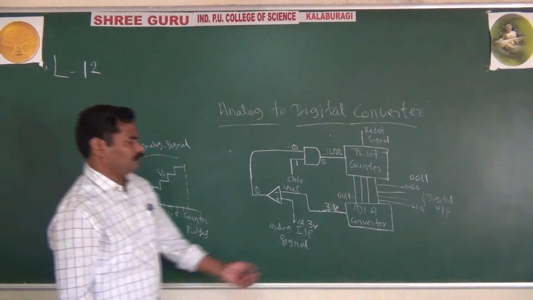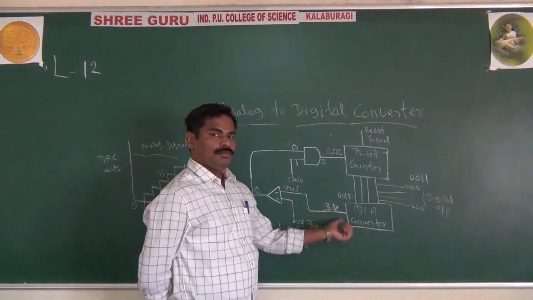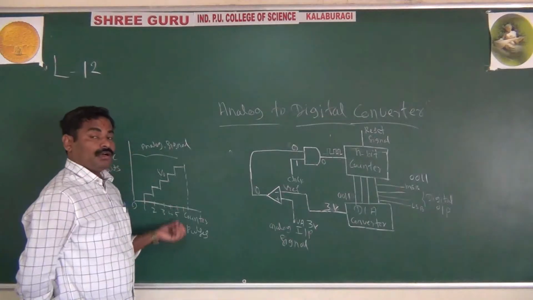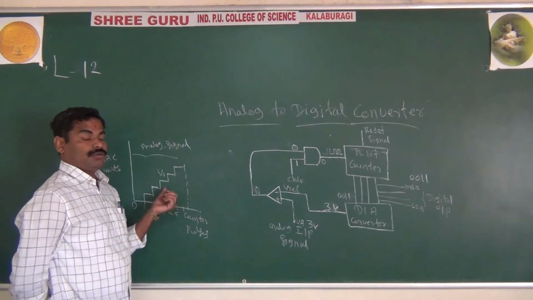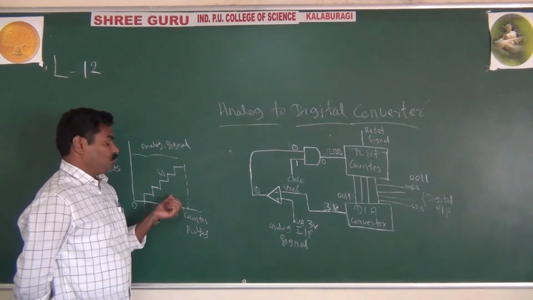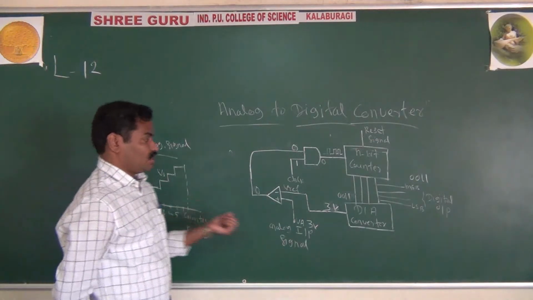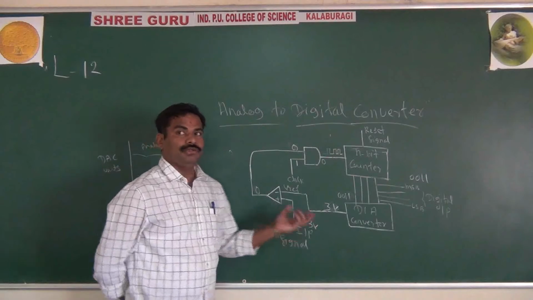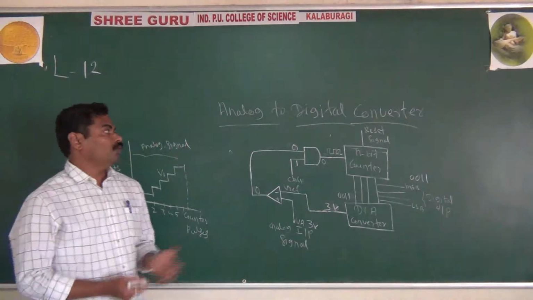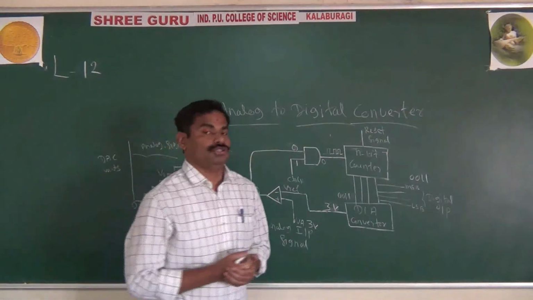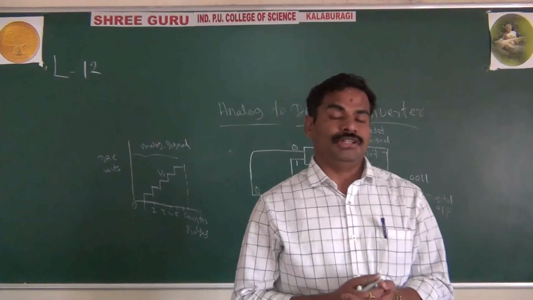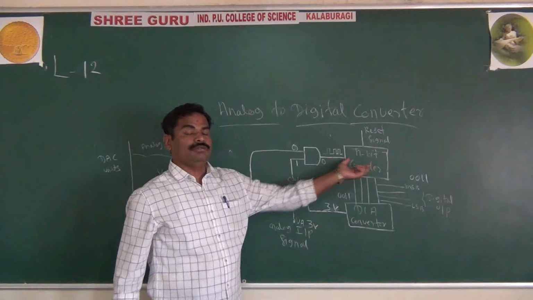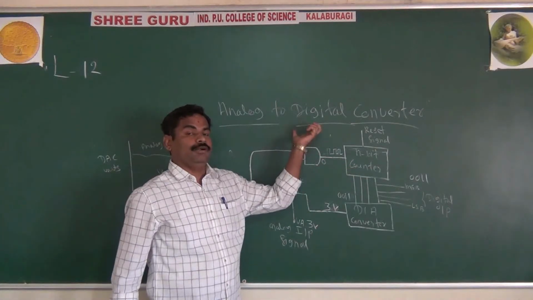You can say here the output of the DAC converter is a staircase type, also called a stepwise signal. This signal acts as the reference voltage for your comparator. This is in brief how we are converting analog into digital by the counter method. Because we are using an N-bit counter, it is called the counter type A to D converter.